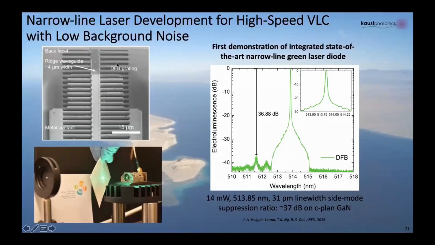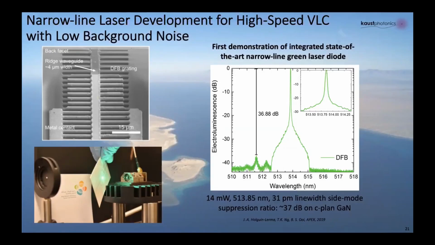For the fabrication, we essentially make the grating at the side to control the wavelength. Although the order of the grating is very low, so we have to use a longer length, we are able to get very nice single-line lasing action from this device and give decent power as well, 14 milliwatt of power at 513. The line width is really narrow, 31 picometer or so, with a very good side-mode suppression ratio of more than 37 dB.